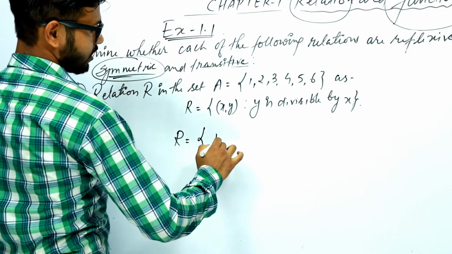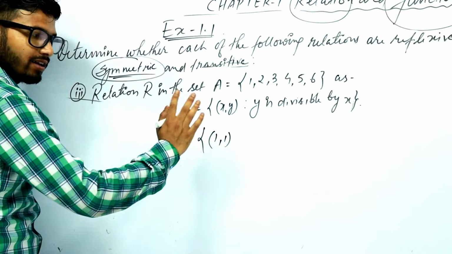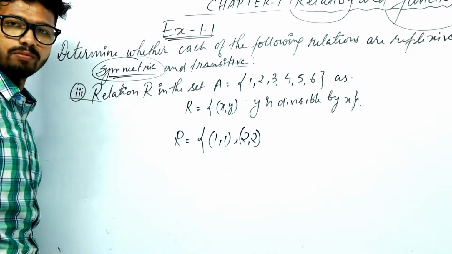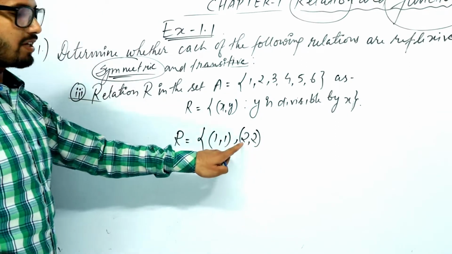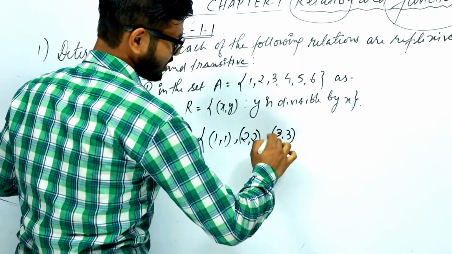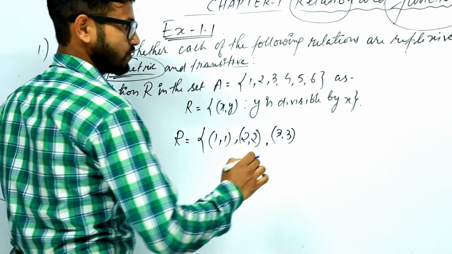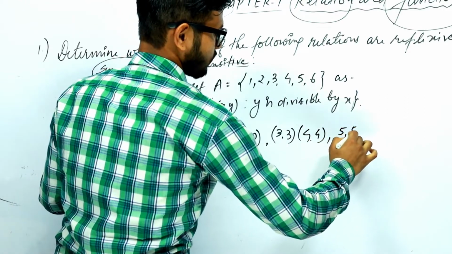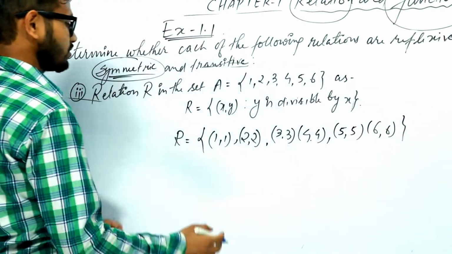If I take (1, 1), you can see y is divisible by x. 1 is divisible by 1. Can I use (2, 2)? Obviously (2, 2) is also in this relation because the value of y is nicely divisible by x. Is (3, 3) possible? Obviously (3, 3) also falls under this relation. (4, 4) also, obviously. (5, 5) and (6, 6), these are all possible elements of the relation.